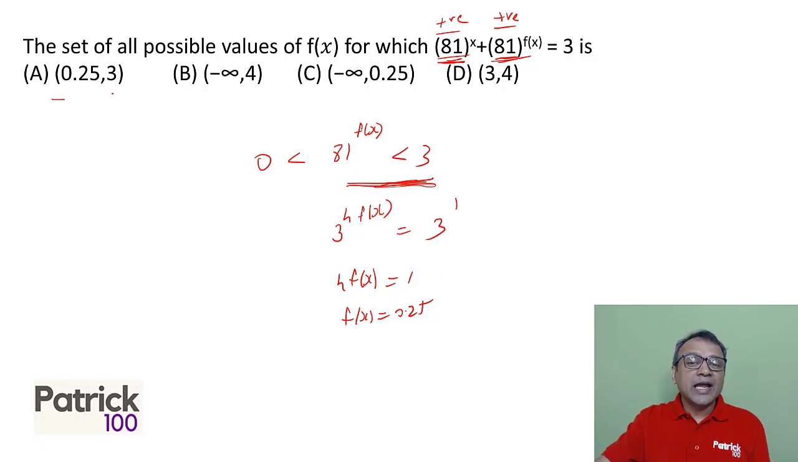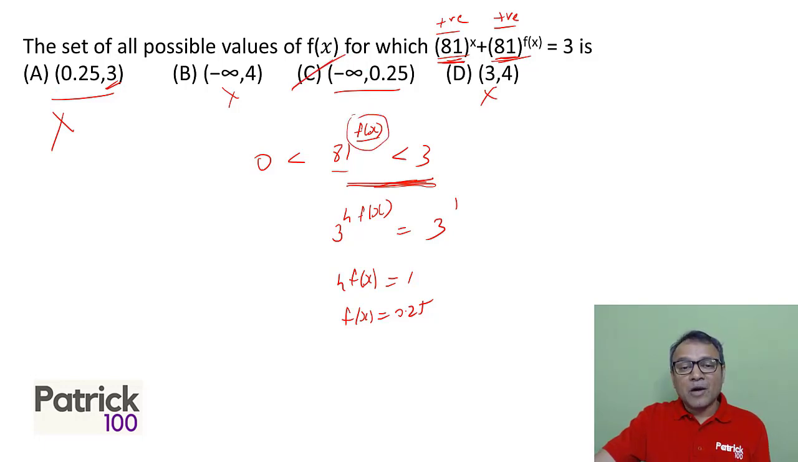Now 0.25 is in the A option and C option, which means B and D options are ruled out. Obviously we cannot have 3 or 2, because the moment you have 3 or 2, 81 squared becomes much larger than 3. Not possible. So you can directly mark the answer C option, because a very high negative power will give you a very small value. It will be closer to 0. Therefore, C option is the answer.